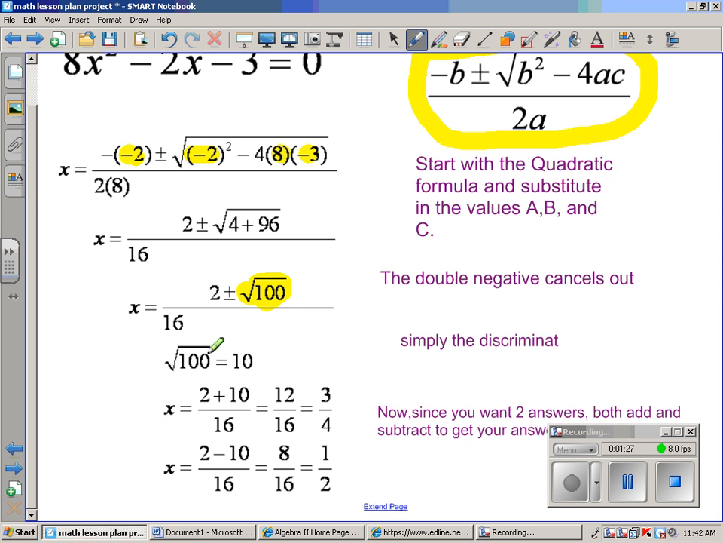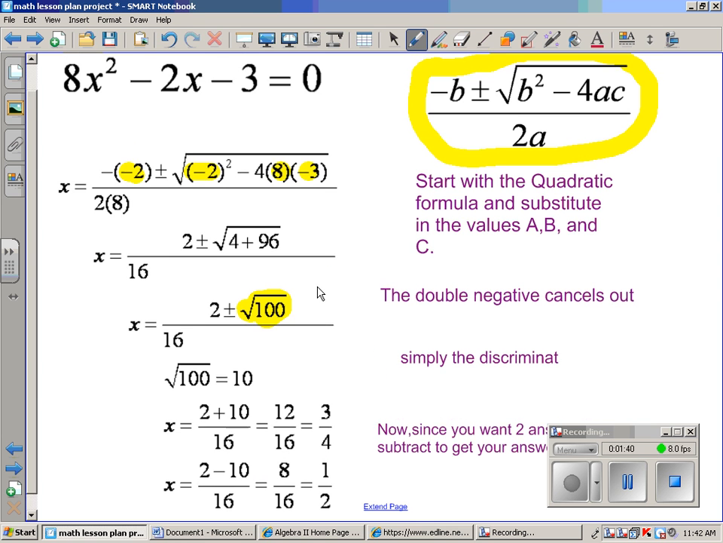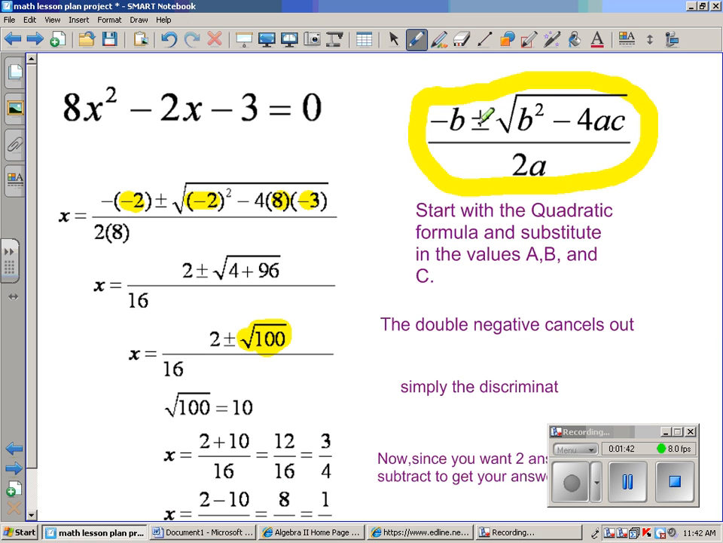Since the square root of 100 equals 10, we can put 2 plus 10 over 16 equals 3/4, and 2 minus 10 over 16 equals -1/2. This way you get two answers, because you both added and subtracted. See this? That's the add and subtract mark.